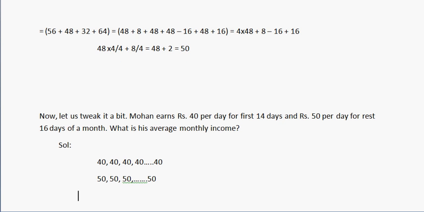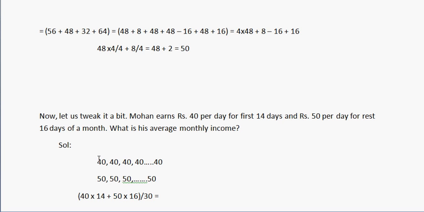These are 16 entries. So the sum of all the observations would be 40 into 14 plus 50 into 16, right? And the total number of observations are how many? They are 30. So we have to divide it by 30, and we'll find the average. Whatever the average is, we'll write that as the answer.